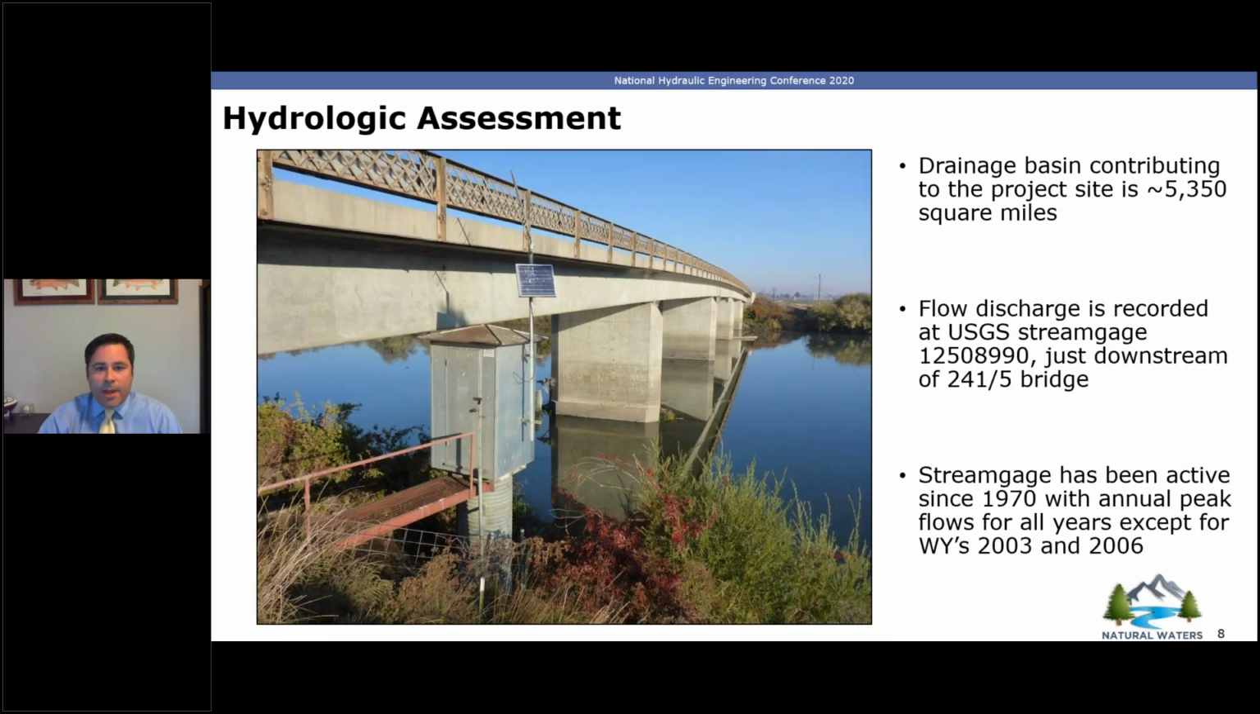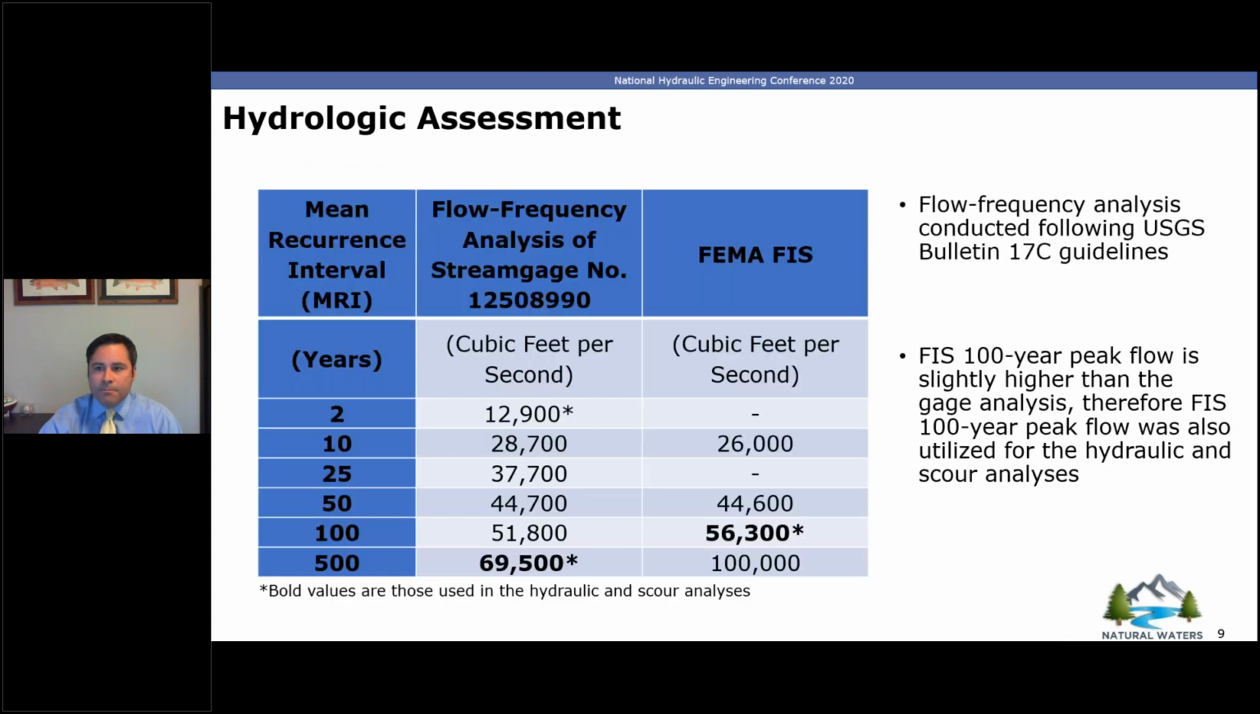So the hydrology for the site, we were pretty lucky. The hydrology of the site was developed from a USGS gauge, just shown right here in the photo, that was located just downstream of the main stem bridge. And this gauge actually has just under 50 years of peak flow data that was available for doing a hydrologic assessment.